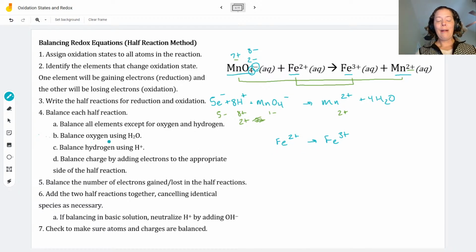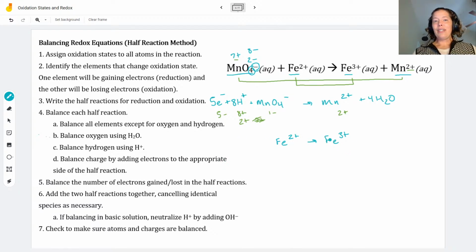They are balanced. Now we're balancing oxygen and hydrogen, but I don't even have any oxygen and hydrogen. So steps 4B and 4C are totally moot because I don't have oxygen and I don't have hydrogen, so I don't even need to worry about it. So the only thing I need to do is balance my charge by adding electrons to the appropriate side.